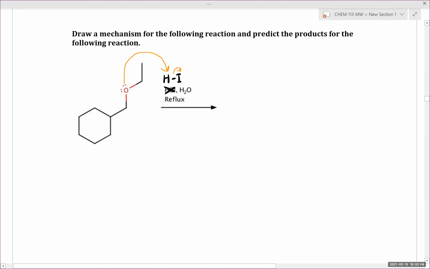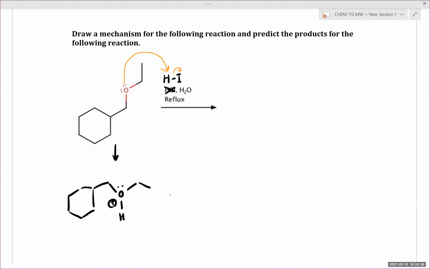So in our first step, our ether is protonated. Yep, that's exactly right. So let's draw out that protonated intermediate. So we protonated our ether. Oops, one more carbon there. Okay, so now what happens next? We have some iodide floating around. So where does the iodide attack and what products do we observe?